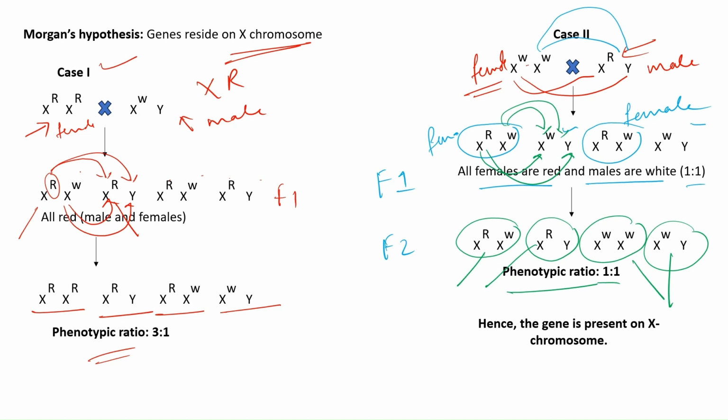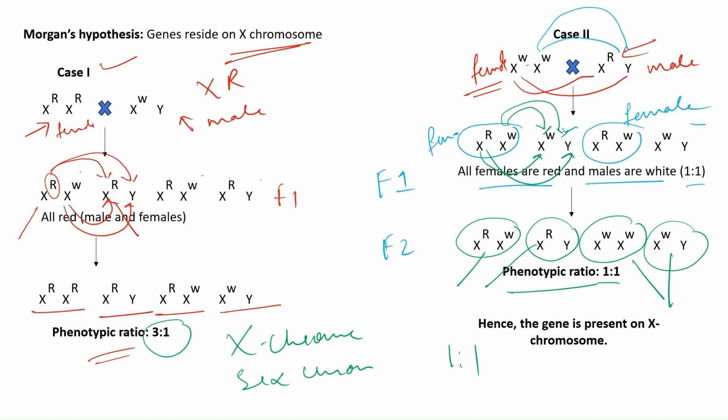So how can we differentiate whether a gene is present on the X chromosome or an autosome? If it is present on an autosome, then the ratio will always remain 3:1 after interchanging the character in male and female. But if it is present on the X chromosome, or in other words the sex chromosome, in that case after interchanging the character we will get the new ratio of 1:1.